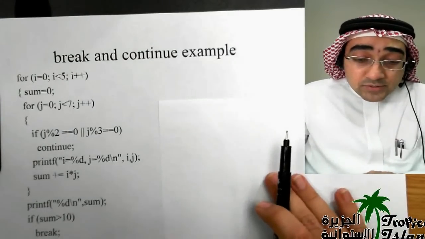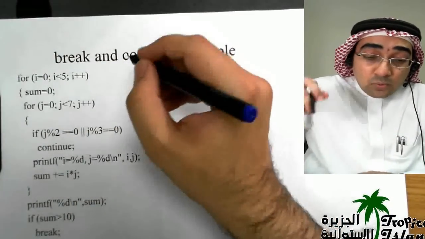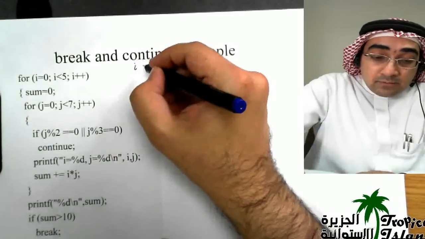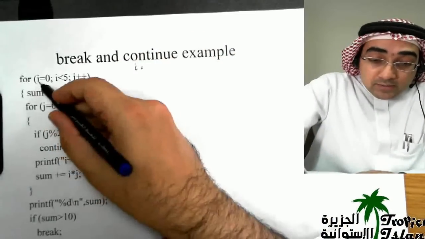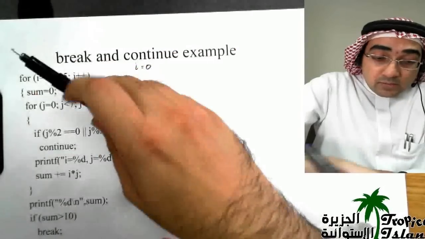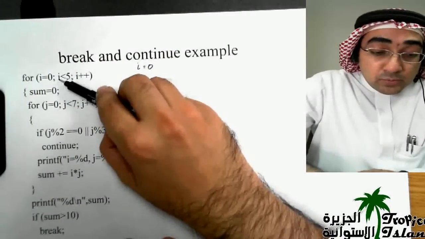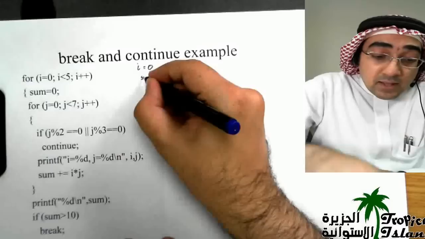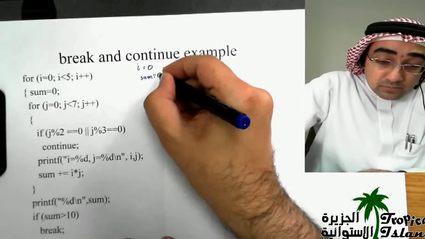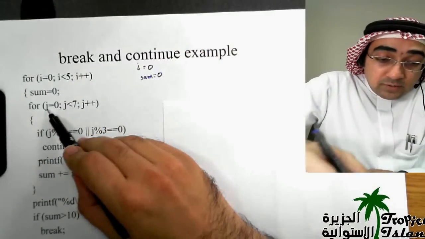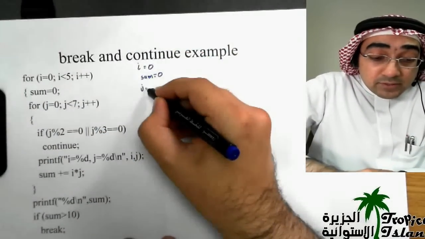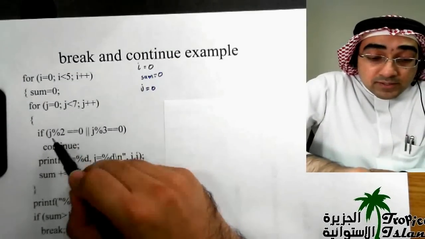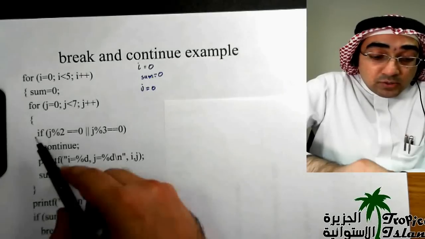So let's start looking at how this would actually occur in our program. This time, I'm going to write the variables over here. When I start the for loop, i is equal to 0. Is i less than 5? Is 0 less than 5? Yes. I'm going to put sum equal to 0. Then I'm going to come over here, find a for, and define j equal to 0. Is 0 less than 7? Yes, so I'm going to go inside.